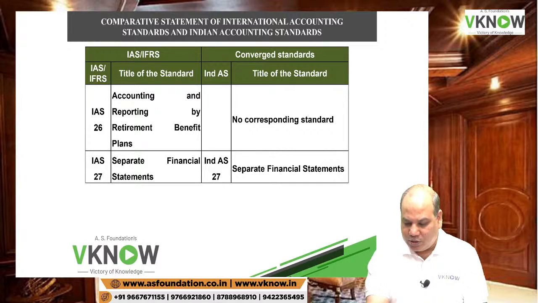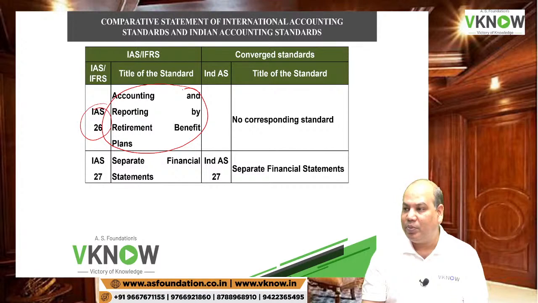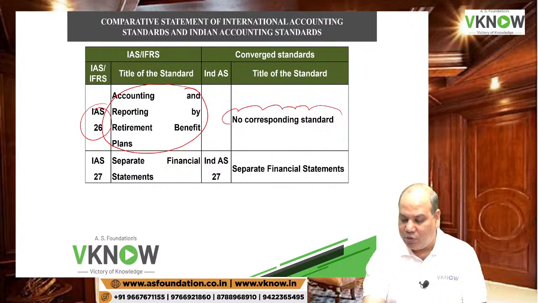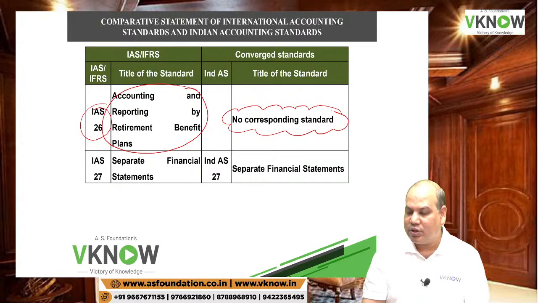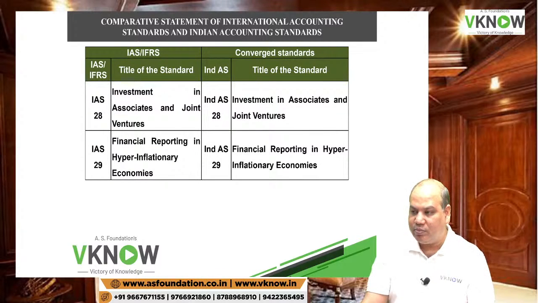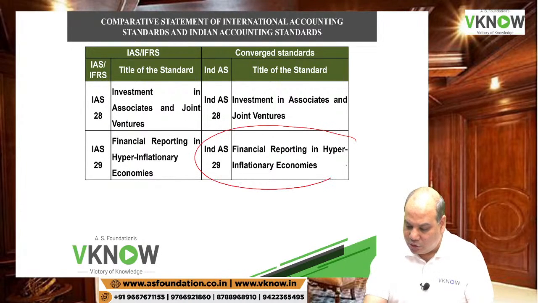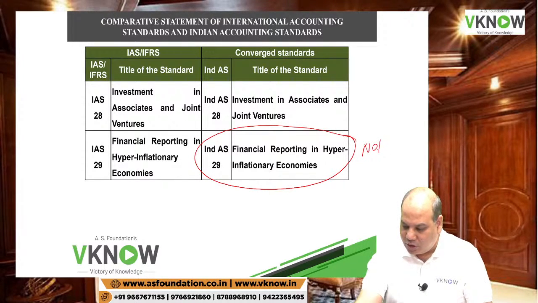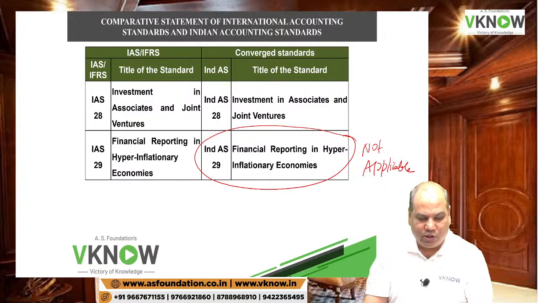Now there is a point. There is an IAS 26 called Accounting and Reporting by Retirement Benefit Plans. Right now in India we have no such corresponding standard for retirement benefit plans. Then Ind AS 27, separate financial statements. Ind AS 28, investment in associates and joint ventures. Ind AS 29, financial reporting in hyperinflationary economies. Right now not applicable to any companies, or even to you in your syllabus.